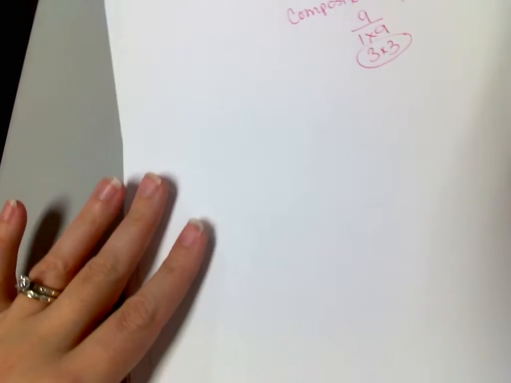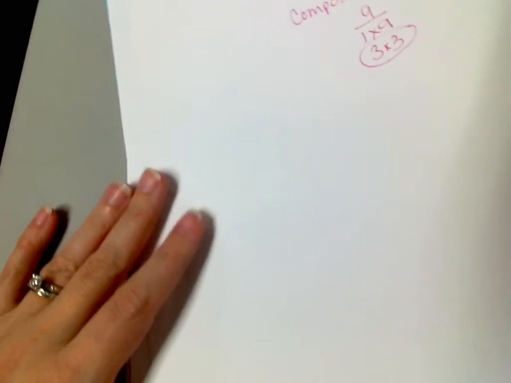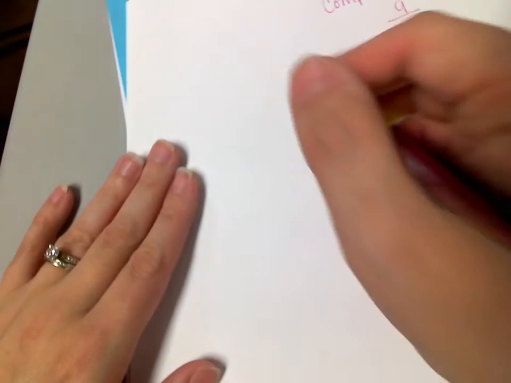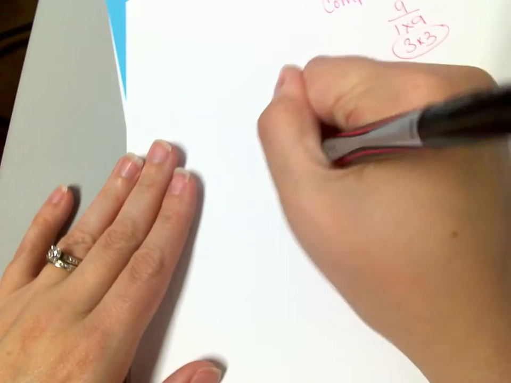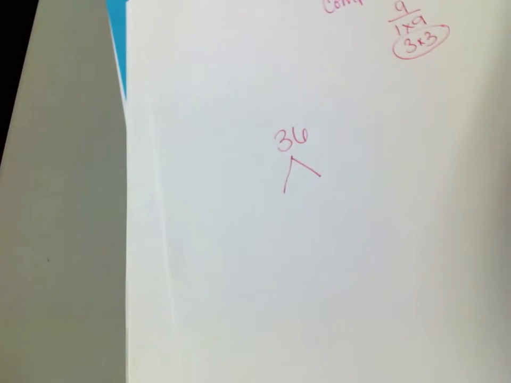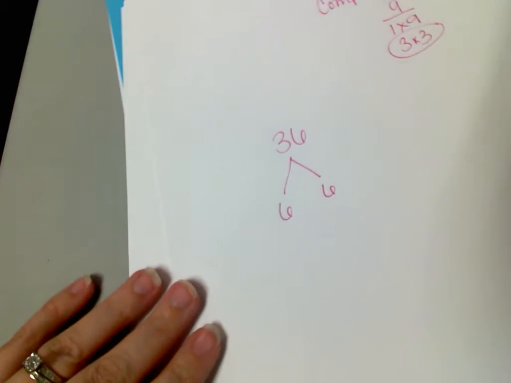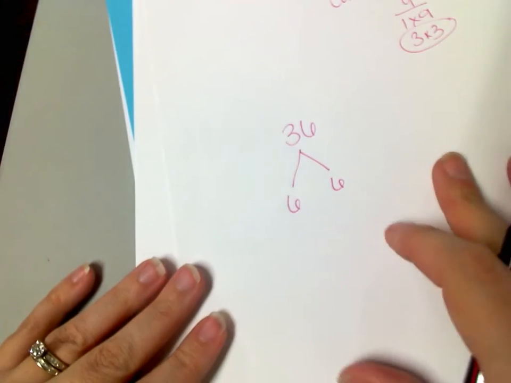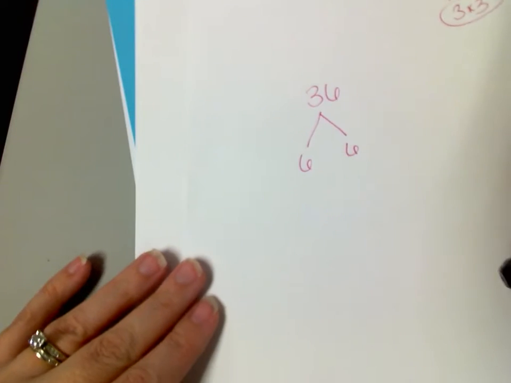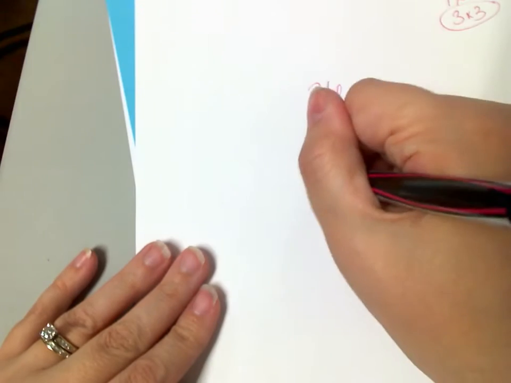So let's say that I start with 36. I'm going to make a little tree branch type thing there. With 36, I'm going to think of two things that I can multiply to get to 36. There are so many different ways you could do this. One way would be 6 times 6. Now, from 6, is there anything I can multiply to get to 6? Yes, 2 times 3.